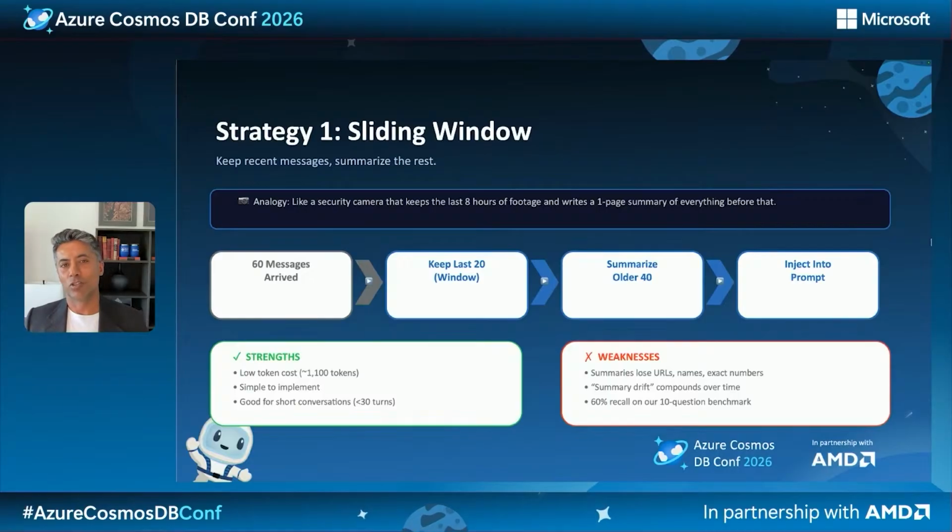So the first strategy happens to be sliding window, which keeps your recent messages and then summarizes the messages before it. An analogy would be a security camera that keeps the last 8 hours of footage and then writes a one-page summary of everything before that. That's really easy to implement, and that's a strength. And it's also going to have a low token cost, in this case roughly 1100 tokens. And it's great for short conversations, especially less than 30 turns.